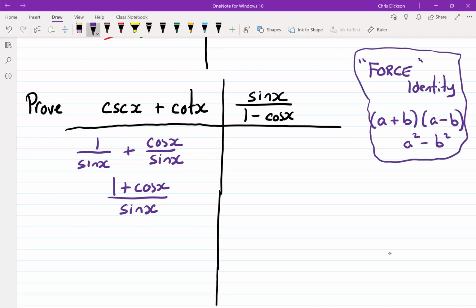And that is we're going to force an identity to appear by multiplying by the conjugate. So we're going to take a look here and see if we can find some conjugates here. Now, if you want to keep working with the left side, you can do that, but you could also switch to the right side. So I'm going to show you both ways here.